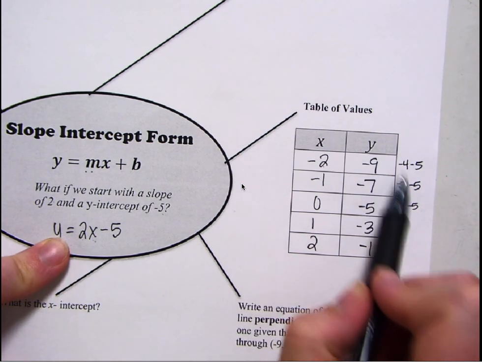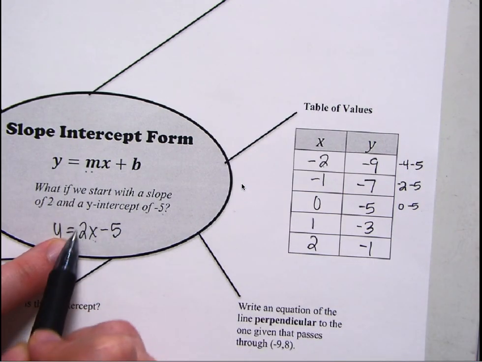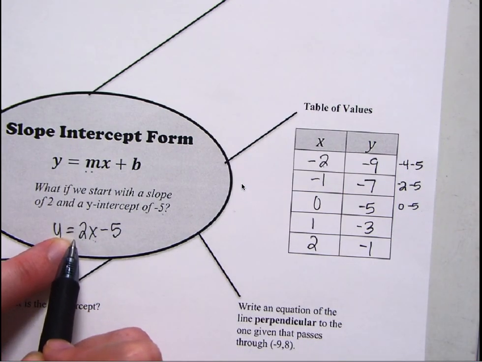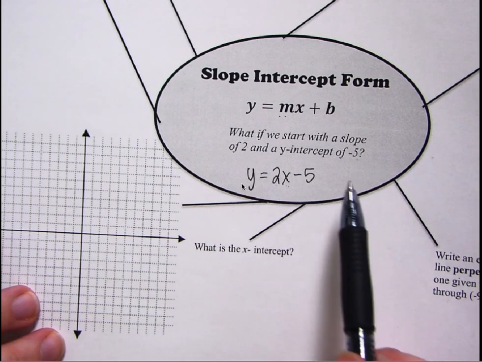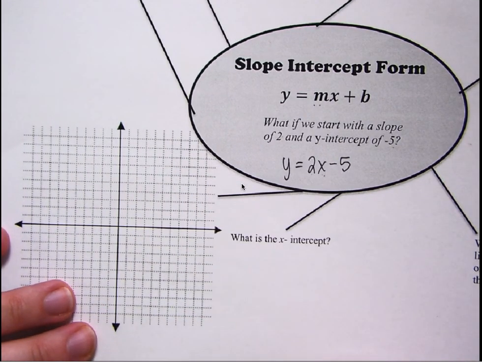The fact that that y value is going up by 2, we can tell that just from the slope. So we could have done it by slope as well. Okay. Using the table of values or the equation itself, we can graph.